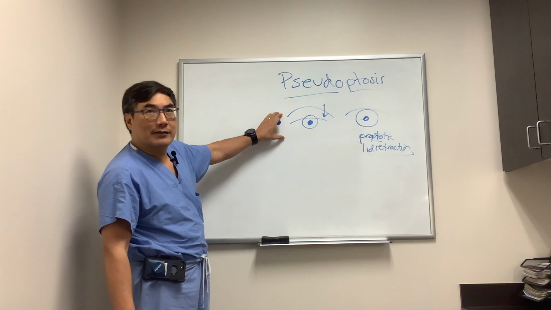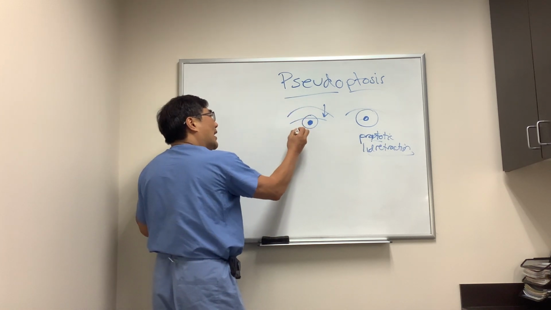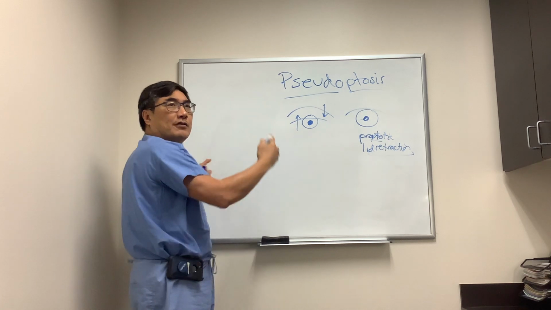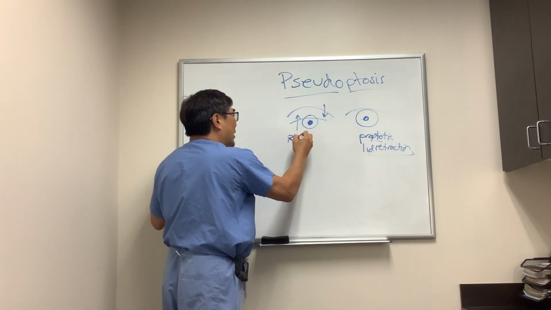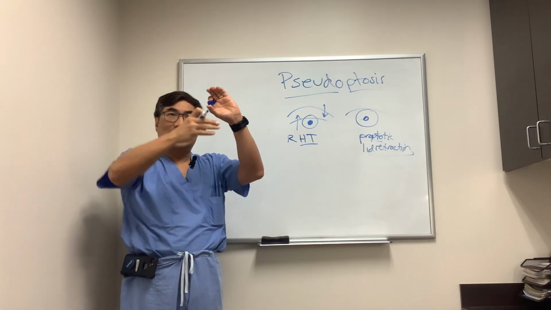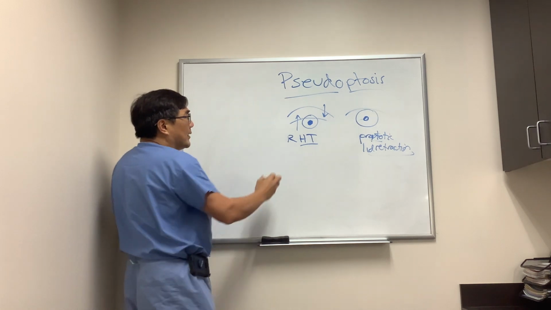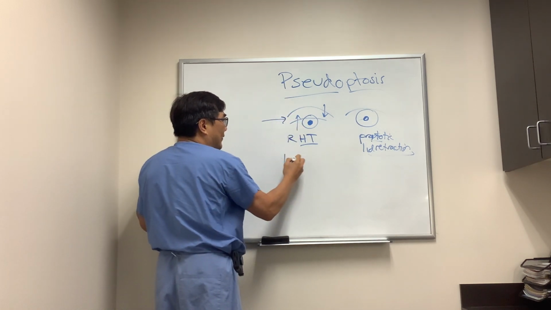in the ipsilateral eye. The other thing that can make the eye look ptotic is if the eye is up. So if the eye is up, that is a right hypertropia. So if the eye is up, it'll make it seem like the lid is down, but that is another cause of the pseudoptosis.